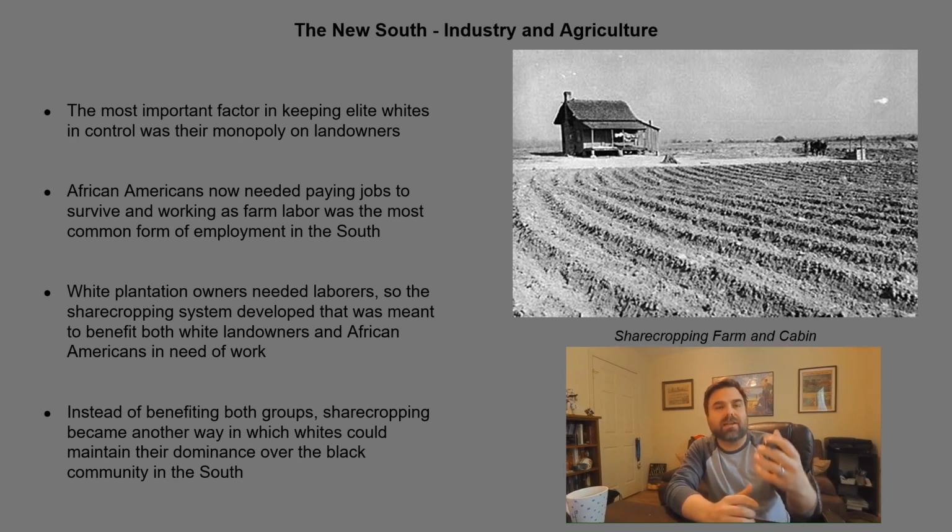If you owe money to the landowner for seeds or equipment or for housing or whatever, you're never going to make enough money to get out of that debt. Think of it like credit card debt. Once you go into debt for a credit card, you're always going to be constantly paying on that credit card. This is very similar to the idea of sharecropping. You can never get out of that indebtedness and leave.